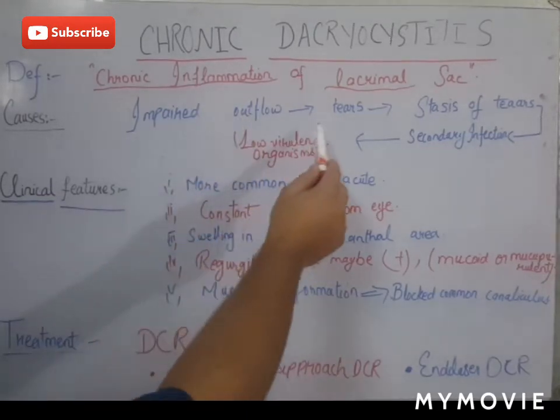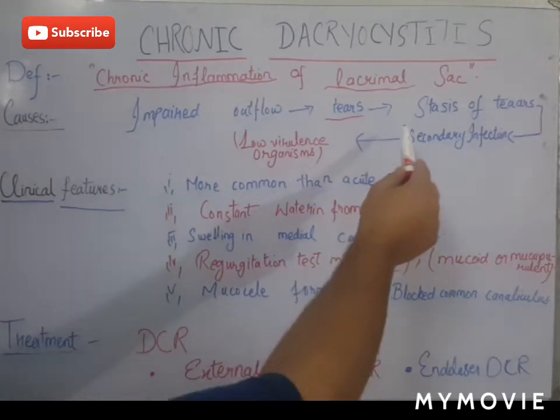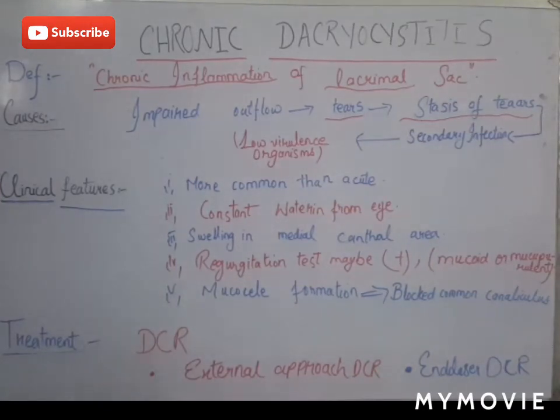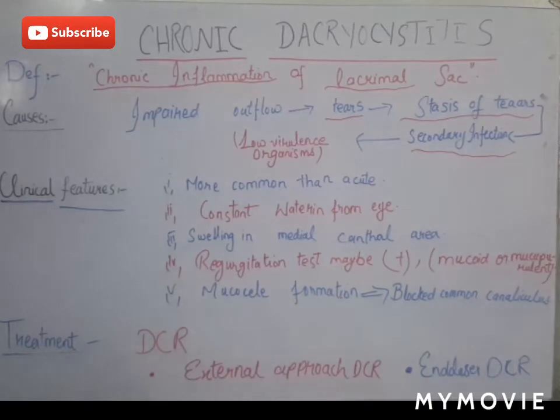It is caused by impaired outflow of the tears that leads to the stasis of the tears in the lacrimal sac, and secondary infection occurs by the low virulence organisms leading to dacryocystitis.